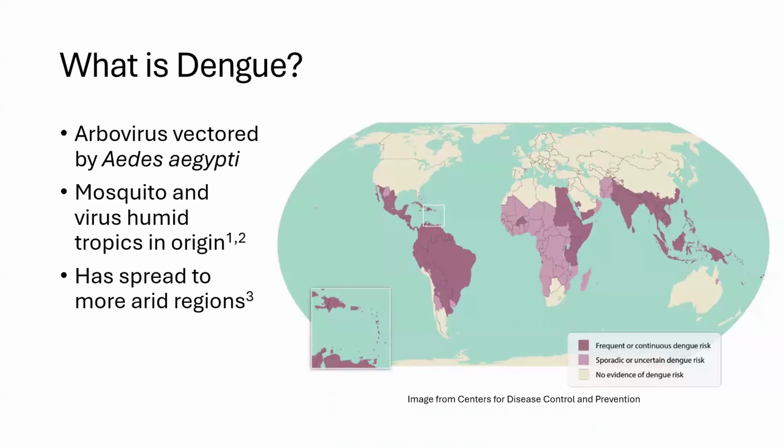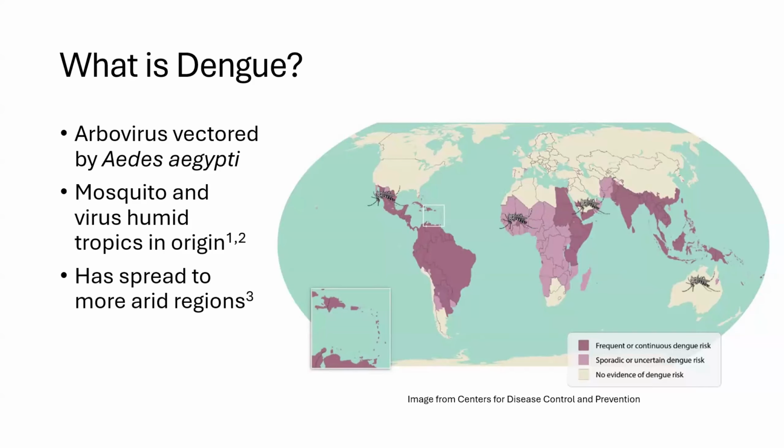What is dengue? So dengue is an arbovirus vectored by the Aedes aegypti mosquito. There's some debate about where dengue originated from, whether that was Western Africa or Southeast Asia. But it did come from a humid tropical environment, and the mosquito did as well, with the mosquito most likely originating somewhere in sub-Saharan Africa.